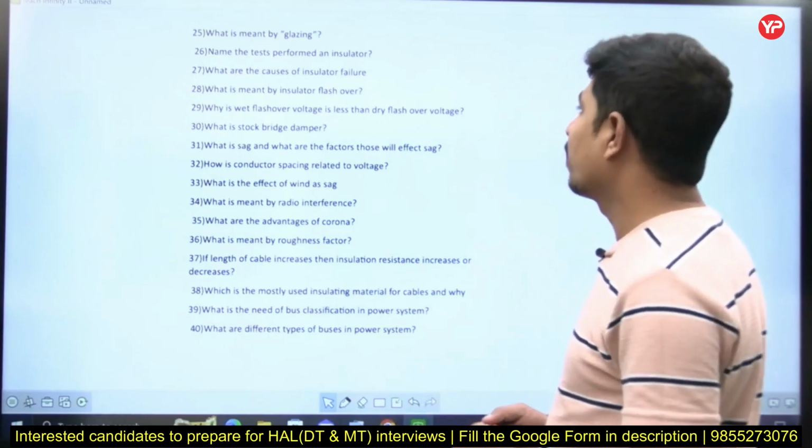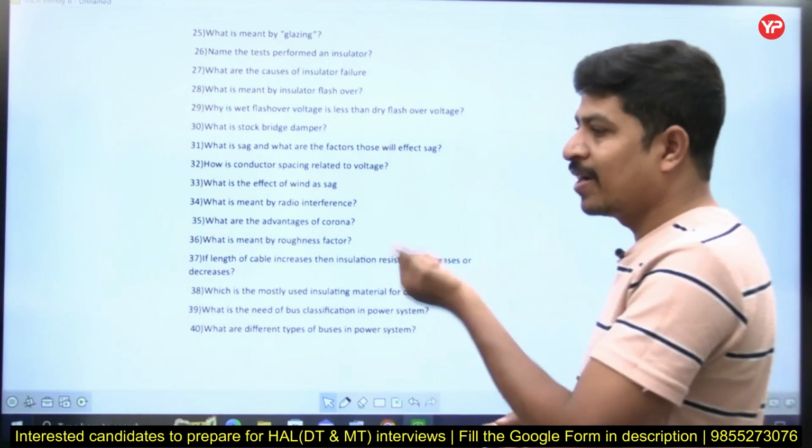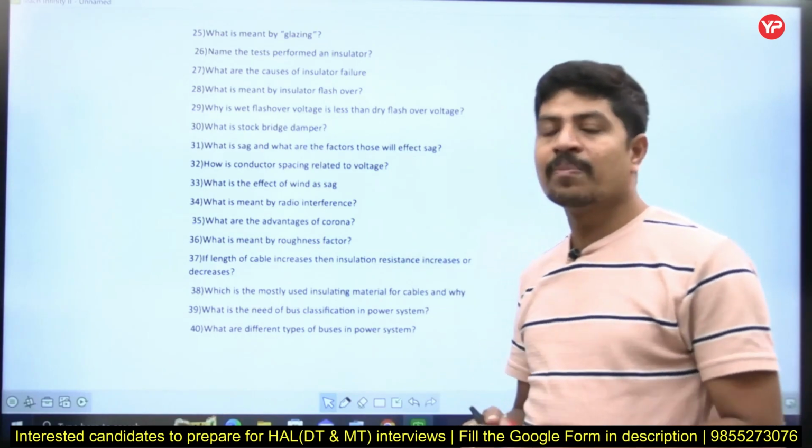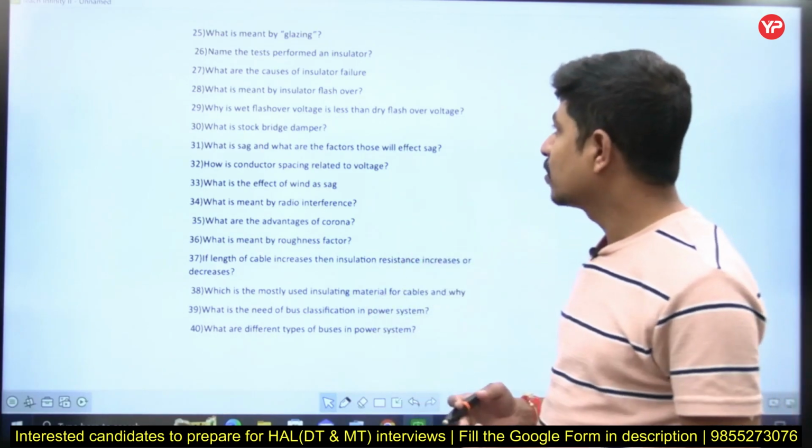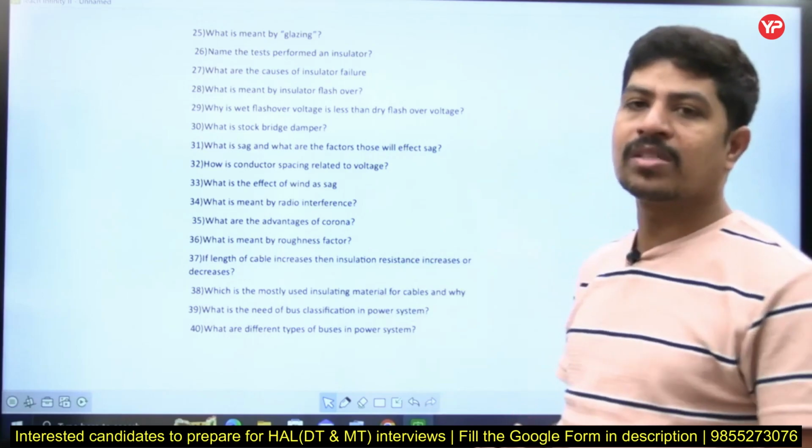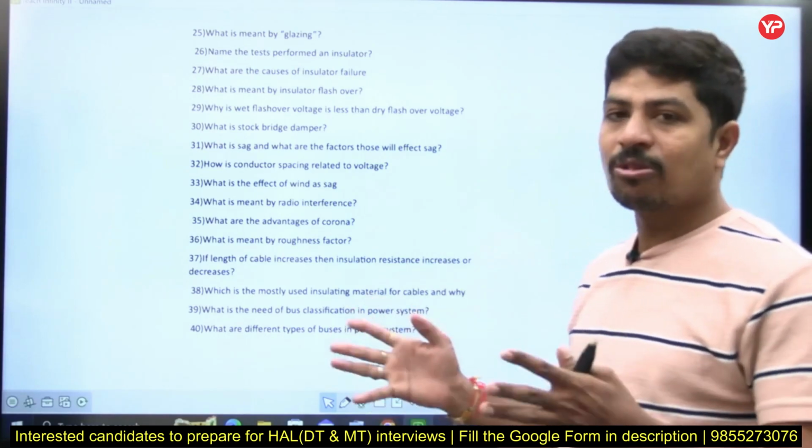Name the test performed on an insulator. There are several tests, like the impulse test and others, which we conduct on an insulator to know the strength of the insulator.